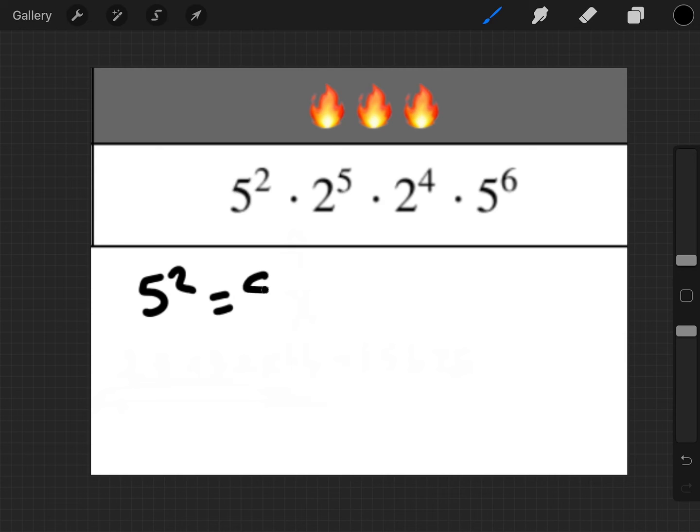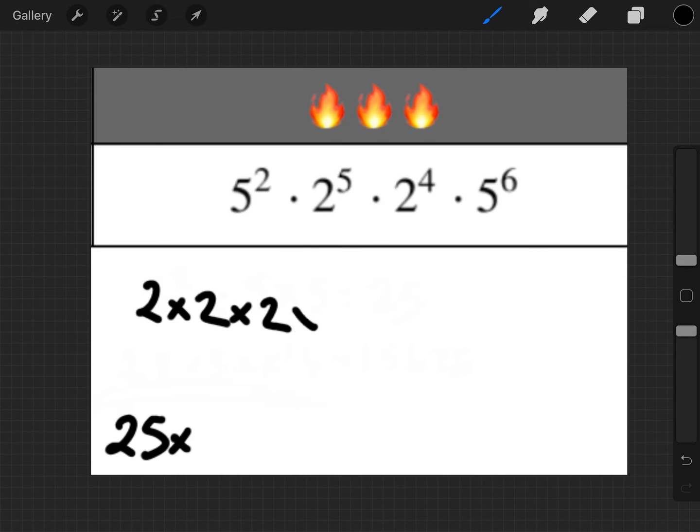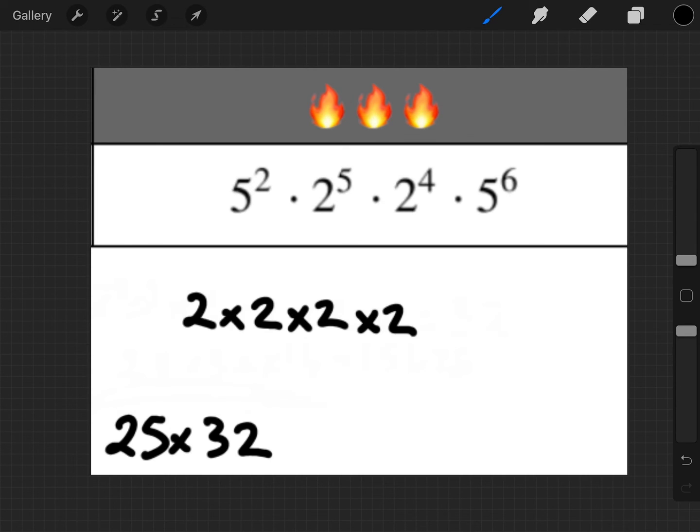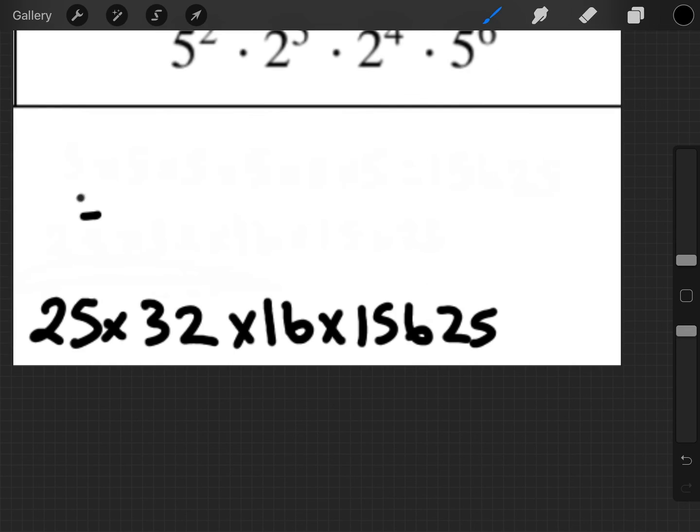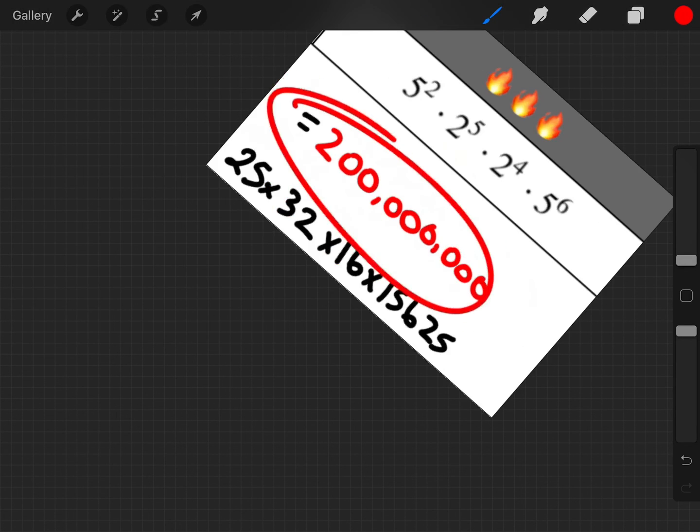Our first power is 5 to the power of 2. The answer to this is 25 because it's just 5 times 5. Our next one is 2 to the power of 5. The answer to this one is 32. Our next one is 2 to the power of 4, and the answer to this is 16. Our final power is 5 to the power of 6, and this is a way bigger number at 15,625. So when you multiply all of these together, you should get a final answer of 200 million.